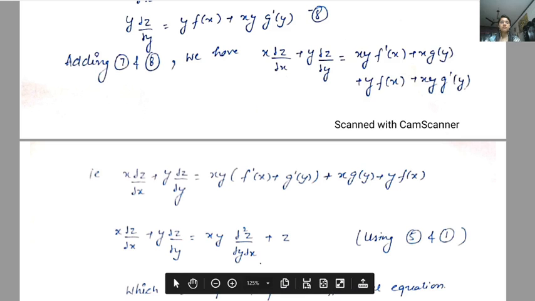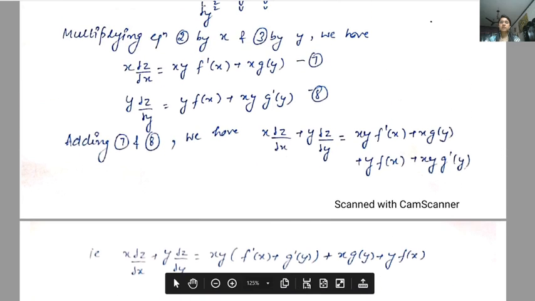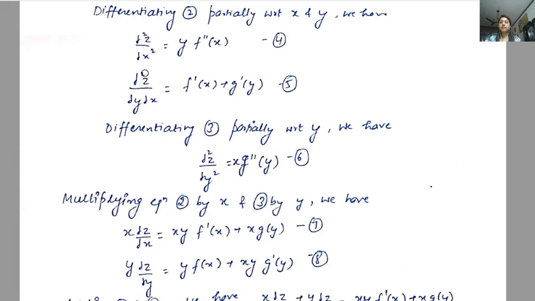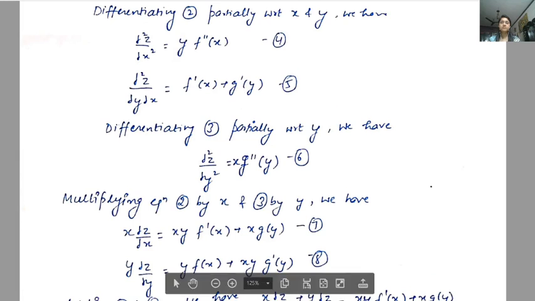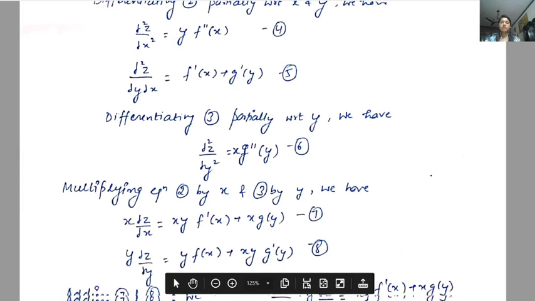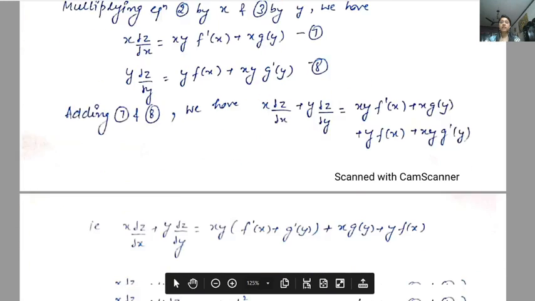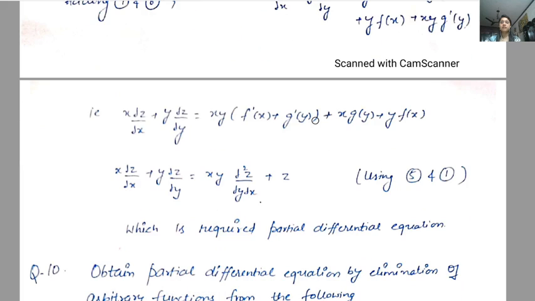From equation 5 we have ∂²z/∂y∂x equals f'(x) plus g'(y). So here we have substituted the value of f'(x) plus g'(y) by ∂²z/∂y∂x using 5, and from 1 we can see that this is equal to z. Now this is the partial differential equation free from arbitrary functions f(x) and g(y).